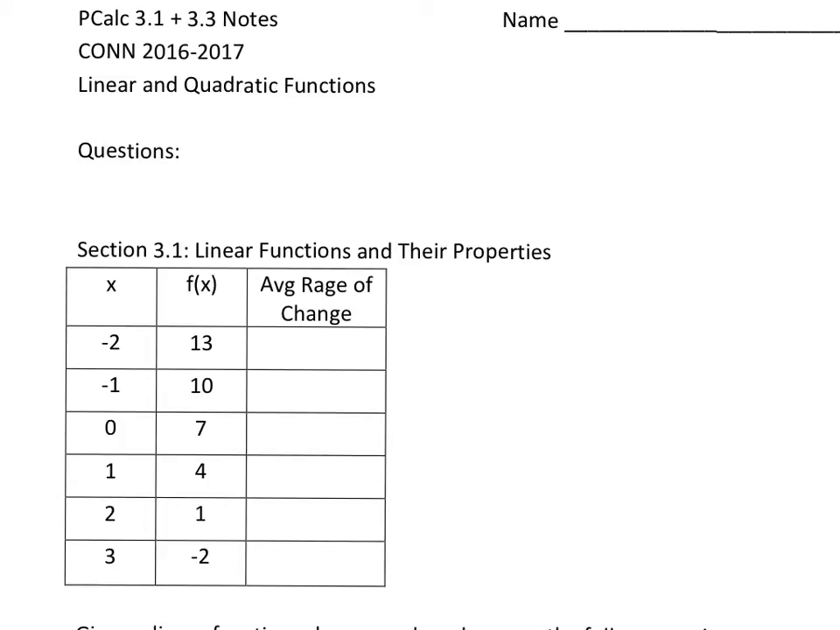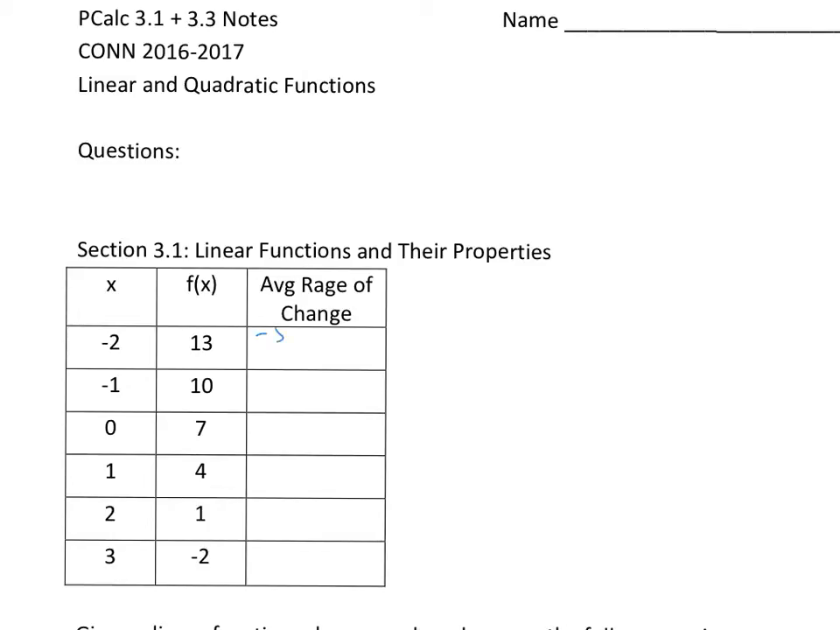Alright, if you look at this chart here, first thing, linear functions always have an average rate of change that is equal to the slope. So for instance, if you look at the x values, you notice they're all going up by 1, up by 1, up by 1. Now look at the y values, the f of x, they're going down by 3, down by 3, down by 3.